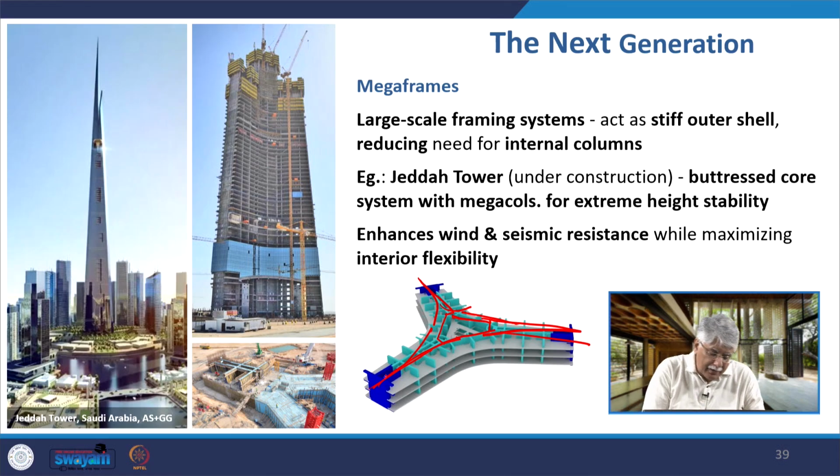stability. Then there are these mega columns which rise from the extremities, and this enhances the seismic and wind resistance of this building so that it can be built to a mega tall height, and it will have a lot of interior flexibility because the interior columns have been reduced to a very large degree.